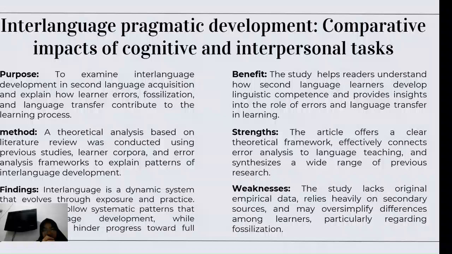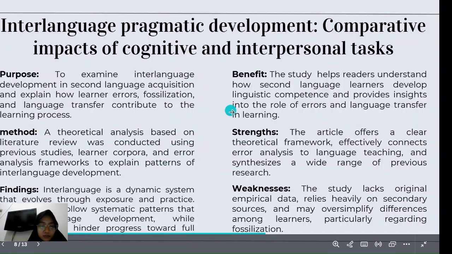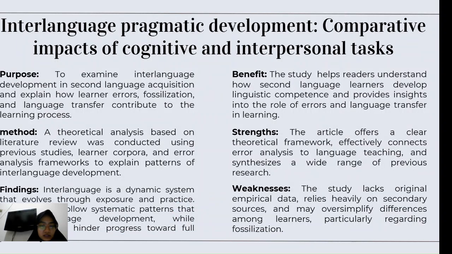The next article is about interlanguage pragmatic development. The purpose is to examine language development in second language acquisition, as it explains how learning errors, facilitation, and language transfer contribute to the learning process. The method used is theoretical analysis based on a literature review, conducted using previous studies, learner corpora, and error analysis. One of the findings we can find in this article: interlanguage is a dynamic system that evolves through exposure and practice.